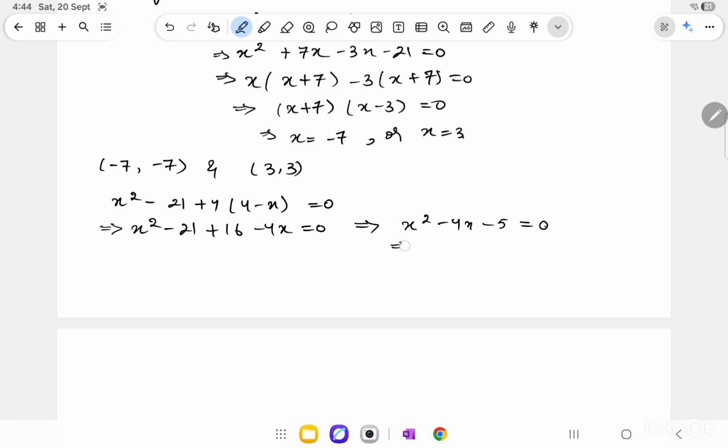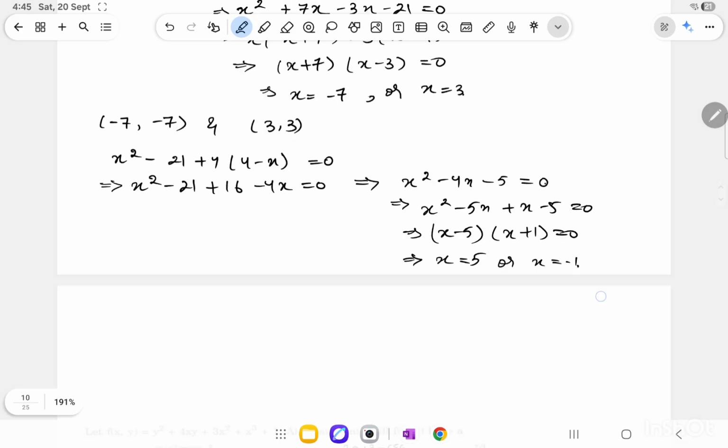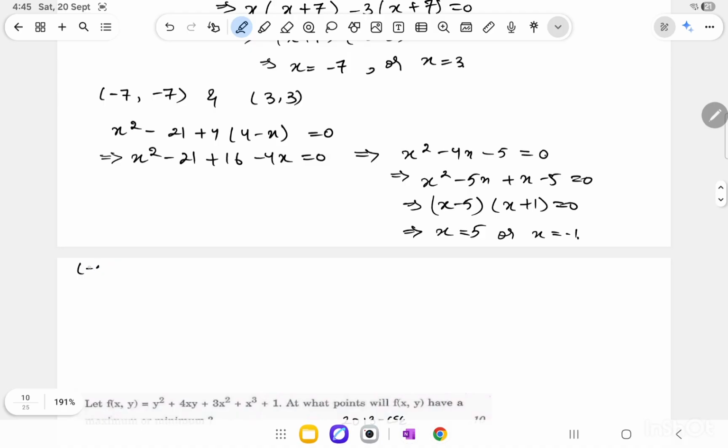So if I solve it for x, that will give me x square minus 5x plus x minus 5. So from here I will be getting x minus 5 into x plus 1 equals to 0. So that basically gives me x is equals to 5 or x is equals to negative 1. So when my x is equals to 5, my y will be basically 4 minus 5, that is negative of 1. And when my x is equals to negative of 1, my y will be 5.